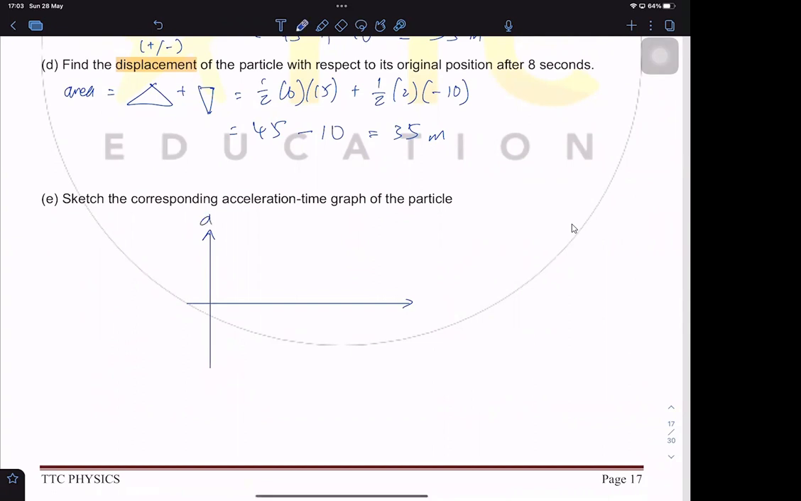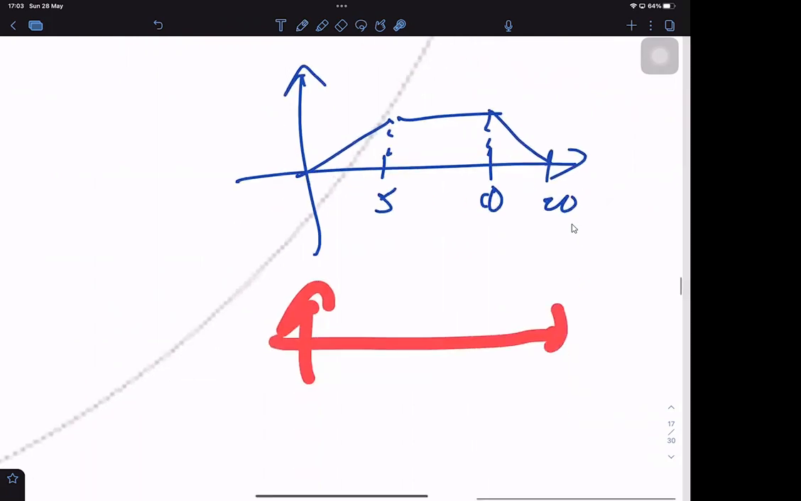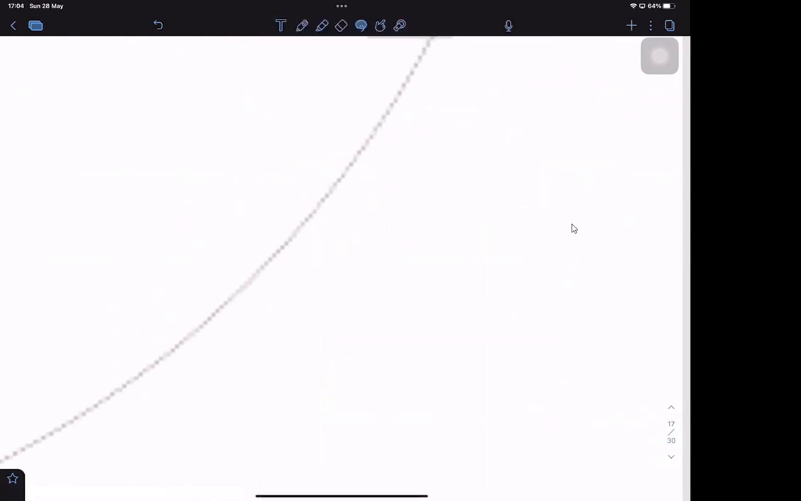So this is acceleration-time. Don't forget the units. They might penalize you if you don't put the units in. Acceleration is meters per second squared. Time is seconds. Now, when you want to convert any graph, you draw the same time as them. For example, if my v-t graph is like that, and they give you 5 seconds, 10 seconds, and then 20, so like that, like that. When you want to draw the acceleration graph, you also do the same thing: 5, 10, 20. You just need to have the same timeline as them.